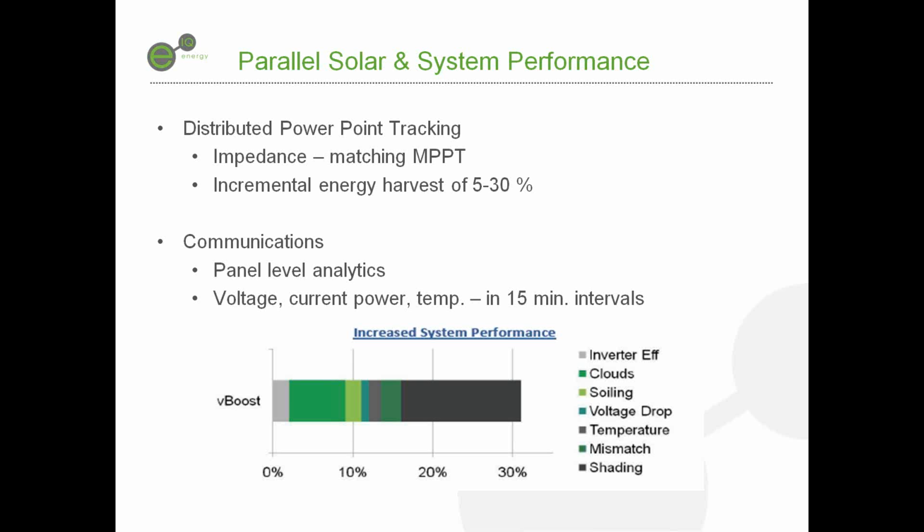Shading, of course, is probably the biggest effect. In a parallel vBoost-enabled system, if you have shading that's affecting a single module, that could severely limit the power production for that entire string. With the vBoost in the equation, it's not going to do that. That individual module that's being affected by the shading will, of course, produce less power, but it won't necessarily produce no power. And the modules that are around it will continue to produce as much as they possibly can, so there'll be no effect on them. So, in the aggregate, you're looking somewhere between a 5 and a 30% or above power harvest increase by using a distributed MPPT solution such as the vBoost Parallel Solar.